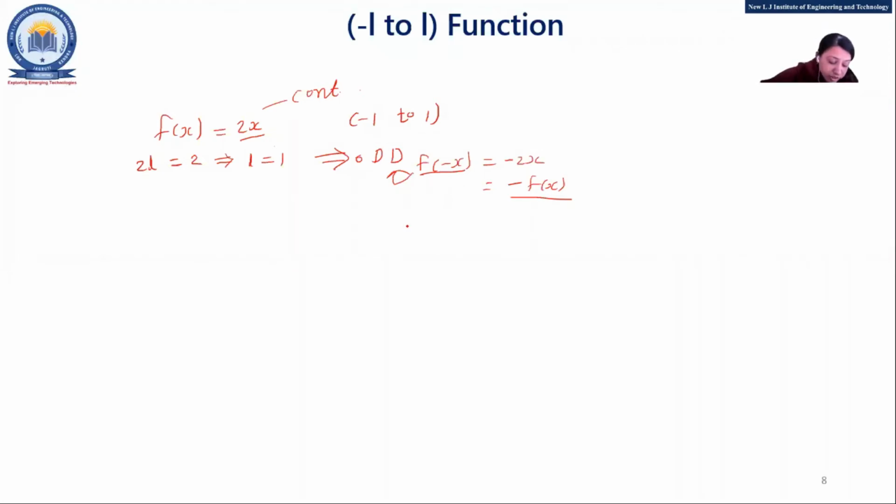Now, if the function is odd, which value is supposed to be 0? Any one student? Number 25. Unmute yourself. 25.